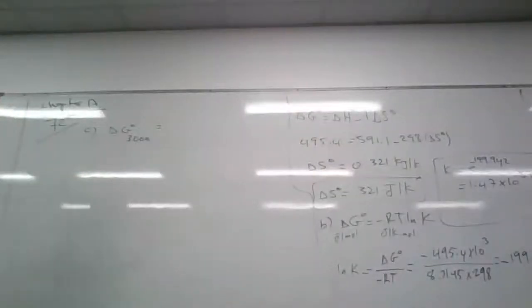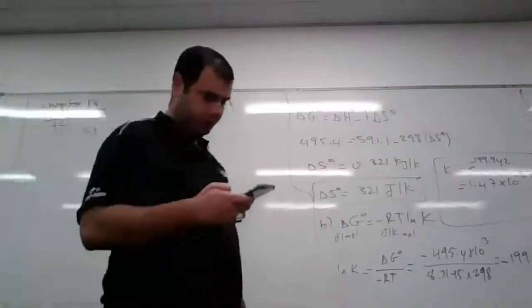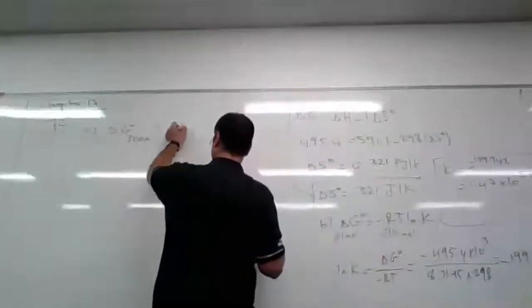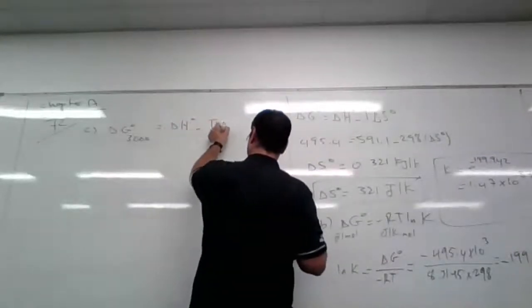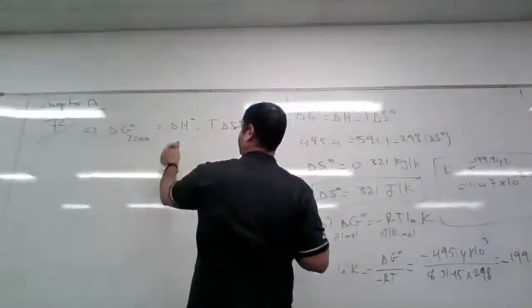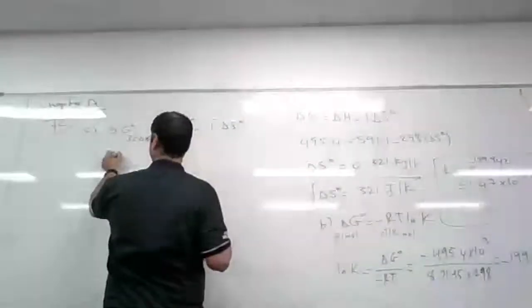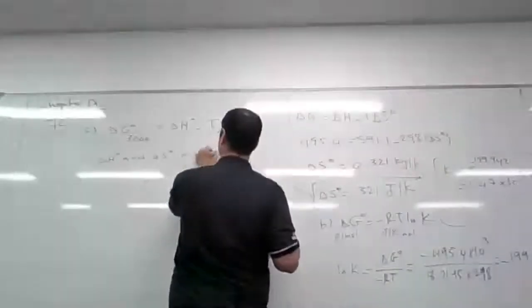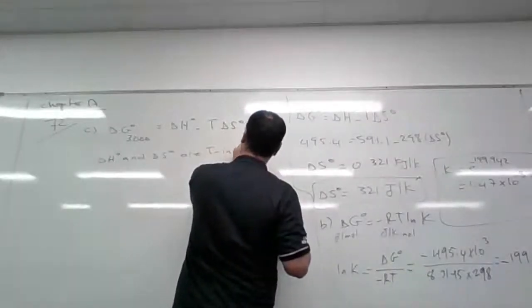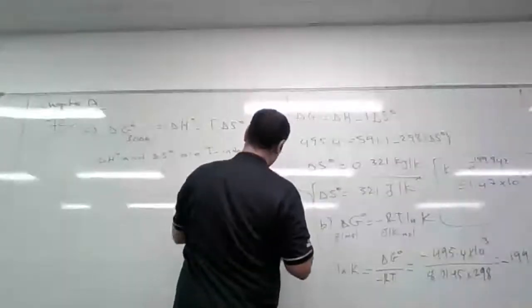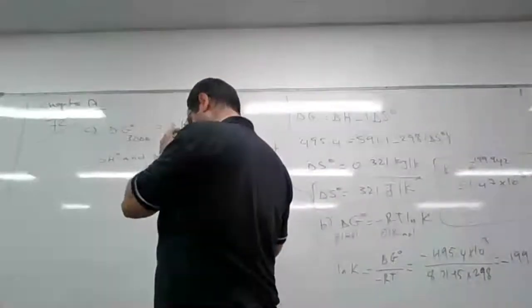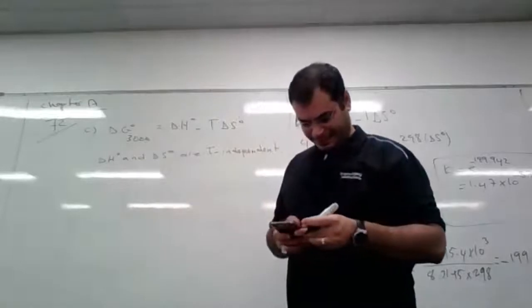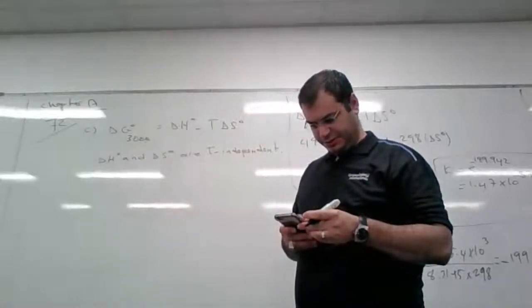So in here, what can you see? Again, we are going to say delta G naught equals delta H naught minus T delta S naught. As I said, delta H naught and delta S naught are T independent. So you can plug them in the equation straight away. So what do you do, guys? Yeah, plug them in.